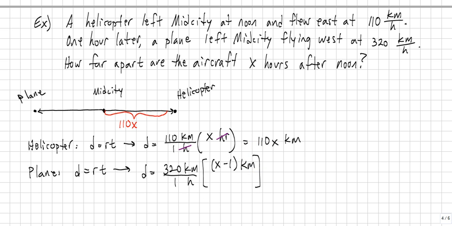Kilometers. And again, same simplification. The hours. Oops, this was hours later. And so the hours will simplify, and we'll be left with 320(x minus 1) kilometers. So that's this distance. So 320(x minus 1). And we want to know how far apart. So we want to know the total distance from the plane to the helicopter. So we're just going to add those two distances together.